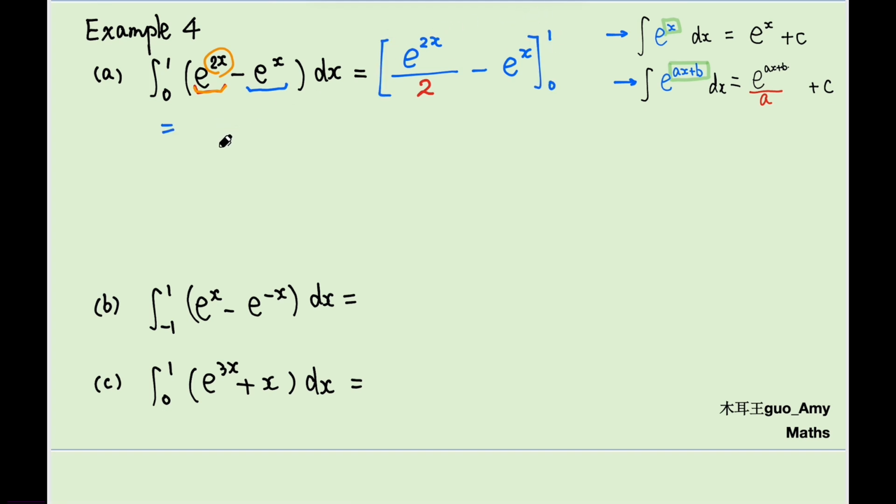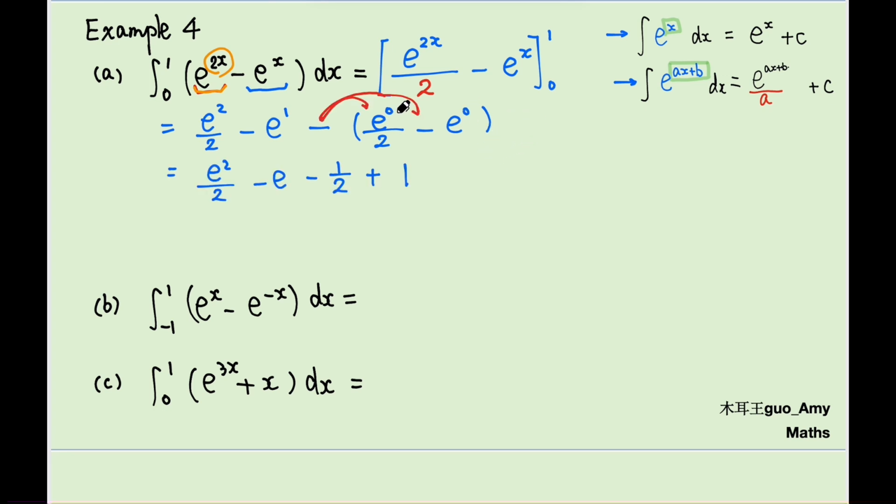When we put 1 in, we will have e to the power 2 divided by 2 minus e to the power 1. Then minus the result of substituting 0 into the expression: e to the power 2 times 0 is just 0, over 2, minus e to the power 0. Simplify to get the final answer. E to the power 0 is always equal to 1. Then when we expand the brackets, the negative sign changes the sign of every term in the brackets. Therefore, we will have positive 1 here. By collecting like terms, we will have the final answer: e to the power 2 over 2 minus e plus half.